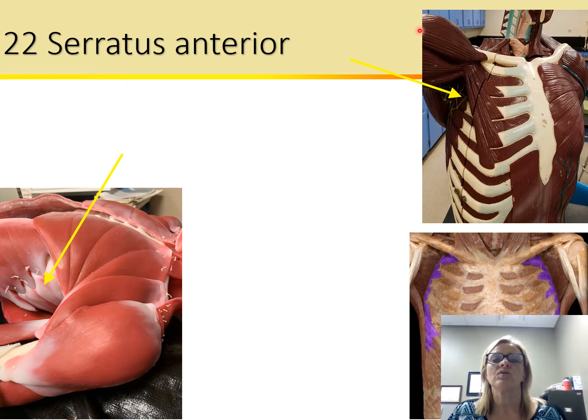These attach as ribbons of muscles to the ribs 1 through 8. Okay, so the origin is going to be on the ribs, and the insertion is going to be on the vertebral border of the anterior scapula.